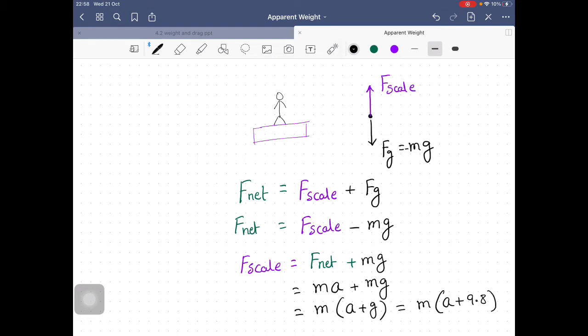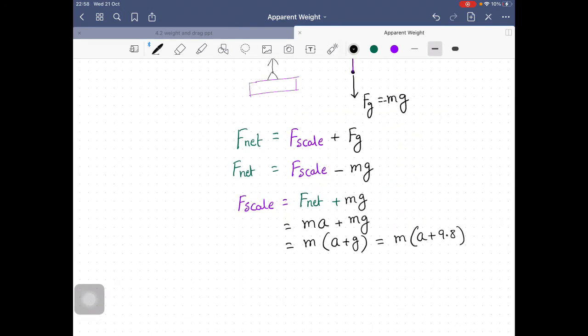We have mg, or I can write it as mass times a plus 9.8. I didn't take the g value as negative 9.8 here because I have already taken the negative sign for the g, so I don't want to put the negative sign again.